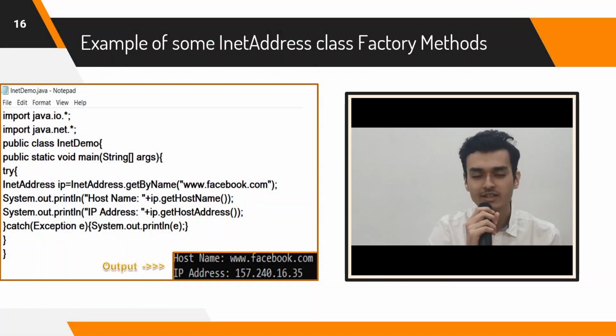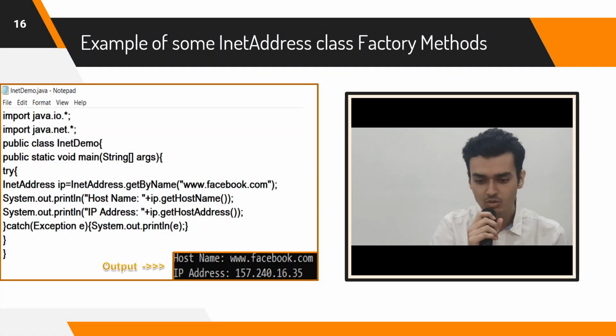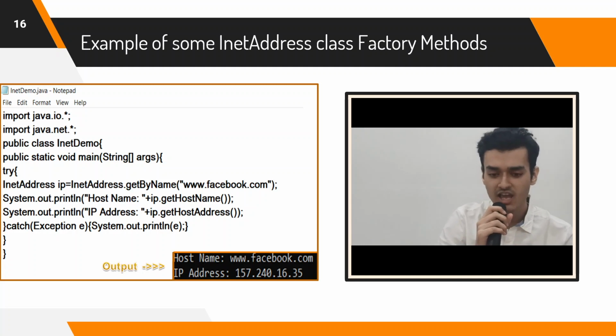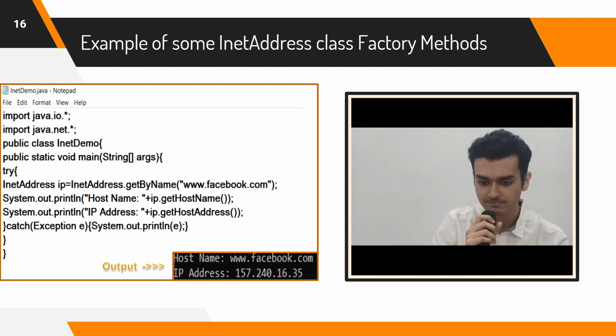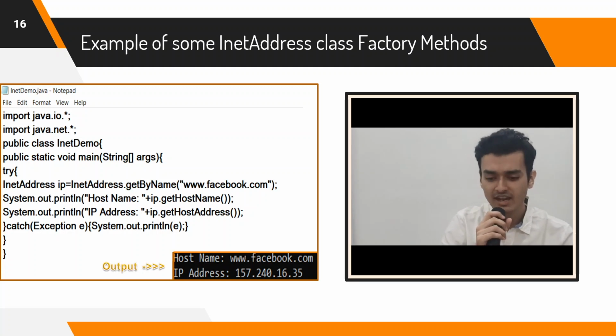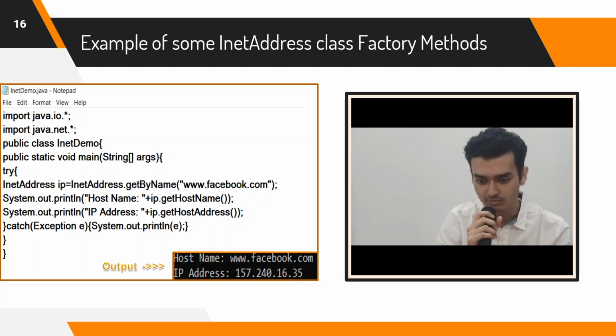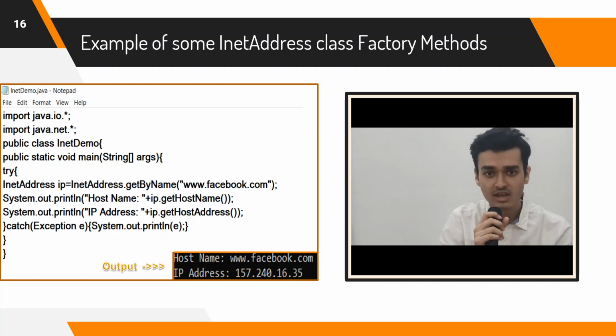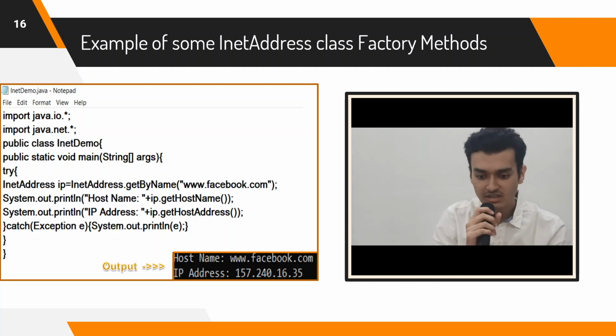See an example. In this code, we create an object ip of the InetAddress class. We use getByName to get the URL. Here we want the host name and IP address of the URL www.facebook.com. So we use the methods getHostName and getHostAddress respectively.